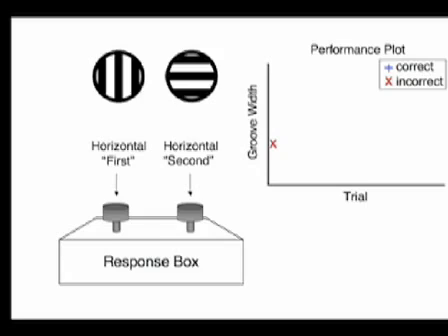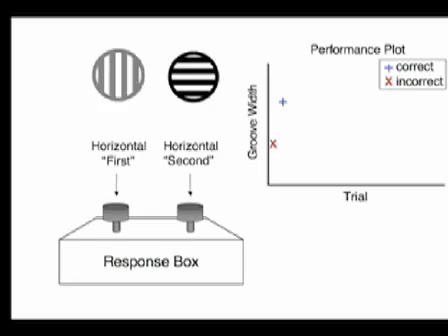The subject is again presented with two gratings. In this case, the first grating is aligned vertically and the second horizontally. This time, the subject makes a correct response by pressing the button on the right. This is indicated by a blue cross in the performance plot. In the third trial, the groove width has decreased slightly, making the task more difficult. Again, the subject makes a correct response.